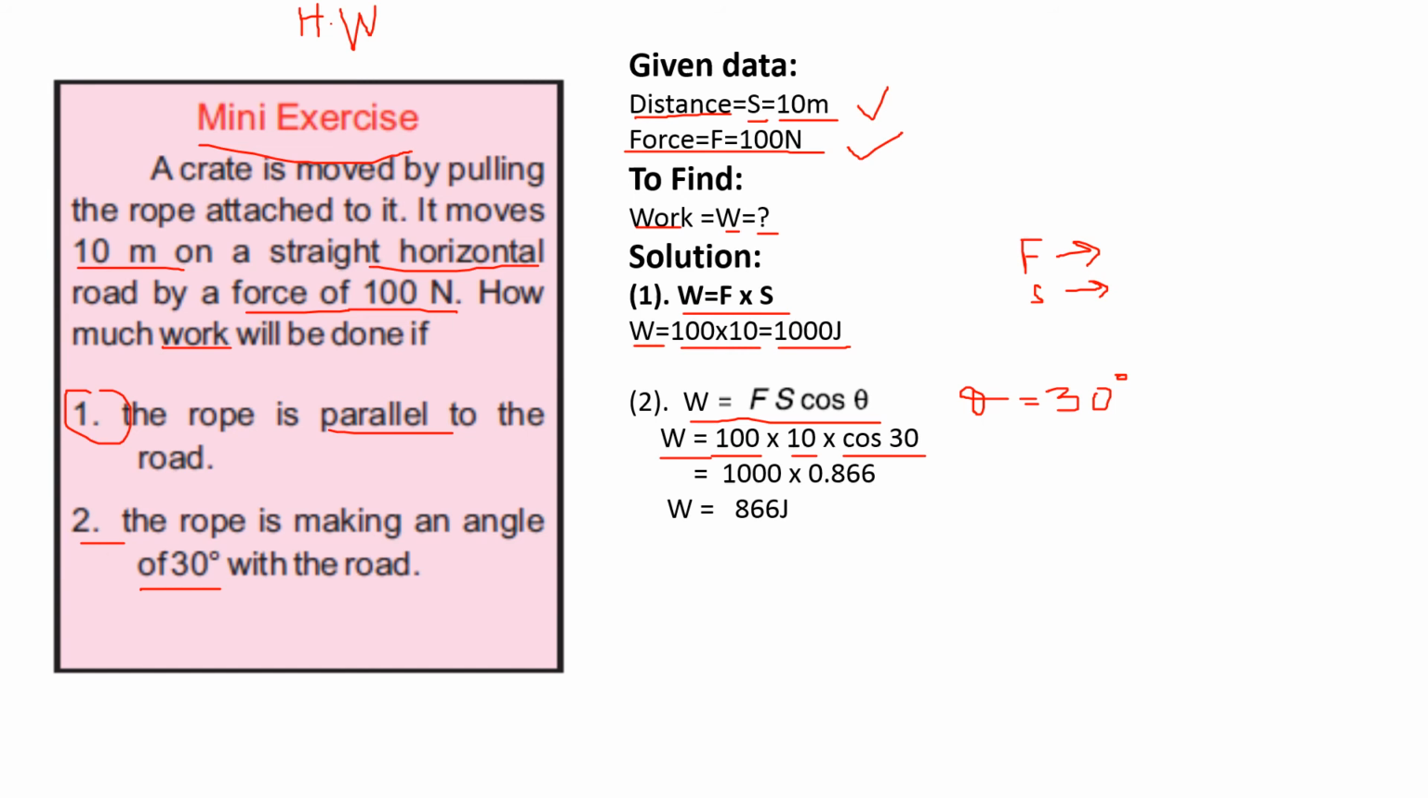If we multiply 100 with 10, we get 1000, and cos theta will be equal to 0.866. And if we multiply both quantities, we will get W is equal to 866 joule. This is the answer of the second part, and you have to do this mini exercise in your notebook as homework.